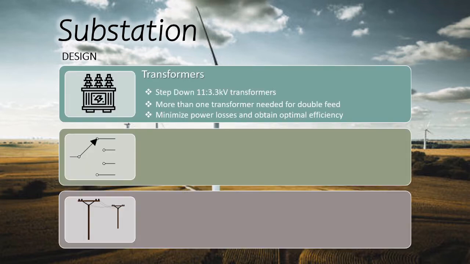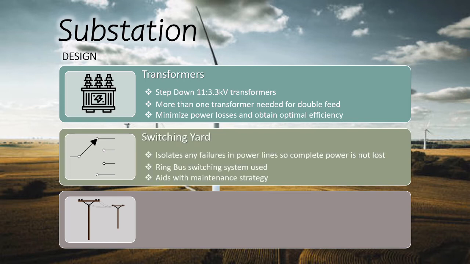The first parameter looked at in the substation design are the transformers. The substation will step down the voltage received from the wind farm using 11 to 3.3 kilovolt step-down power transformers. 2 step-down transformers will be needed per circuit feeding into the switching yard. This is because a dual feed technique is used to feed the switching system. The voltage is stepped down to 3.3 kilovolts as working with this voltage range minimizes energy losses.